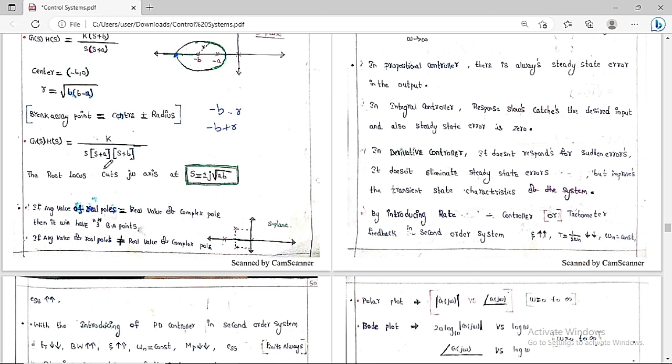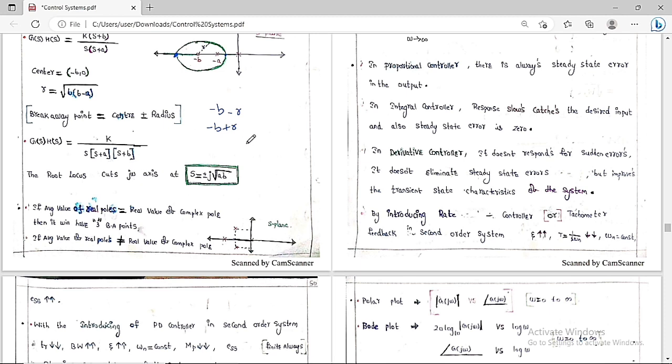But if you want a shortcut for this type of transfer function, the open loop transfer function G(s)H(s) equal to K by s into (s plus a) into (s plus b), the root locus is going to cut the imaginary axis, on the j omega axis, at s equal to plus or minus j into under root over ab. So this formula should always be kept in your mind.